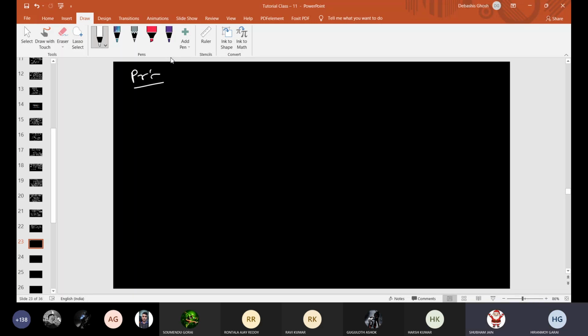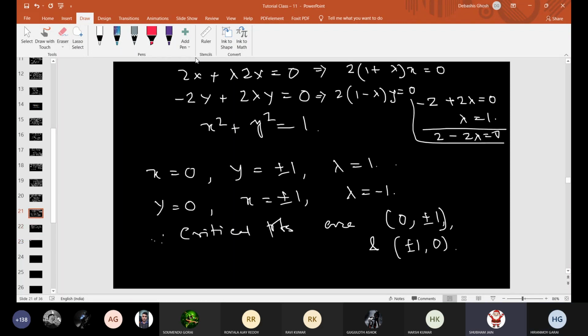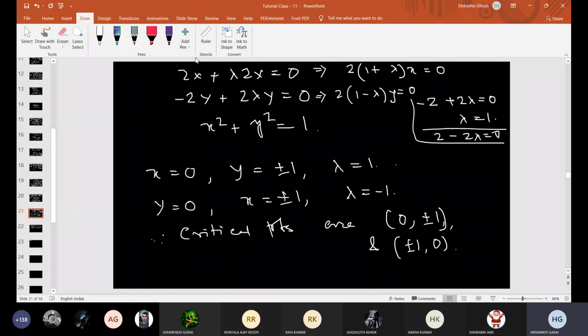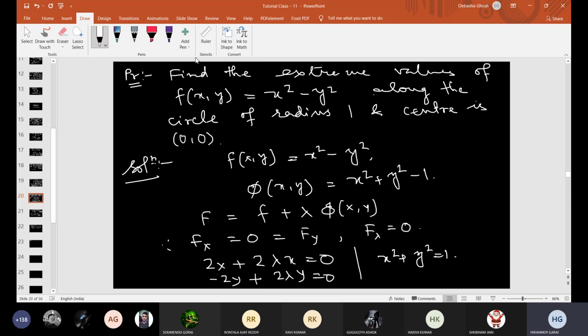In the previous problem, we are finding a point which lies on the circle and satisfies that equation also, x square minus y square. What basically the question says: you have to find out the extremum values of this function along the circle of radius 1 with center at origin. That means you are going to find out the maximum value at the points lying on this circle.